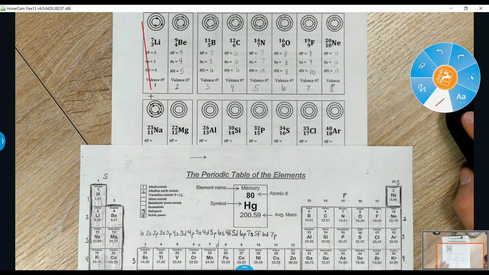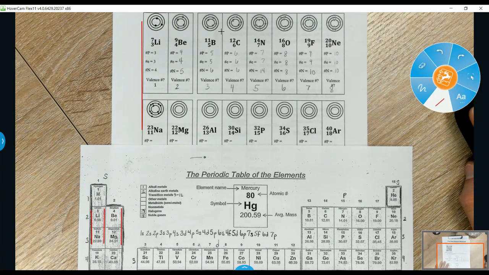So lithium, sodium, they're in the same what? They're in the same group, not in the same period. What about beryllium and magnesium? Are they in the same group? They're in the same group.